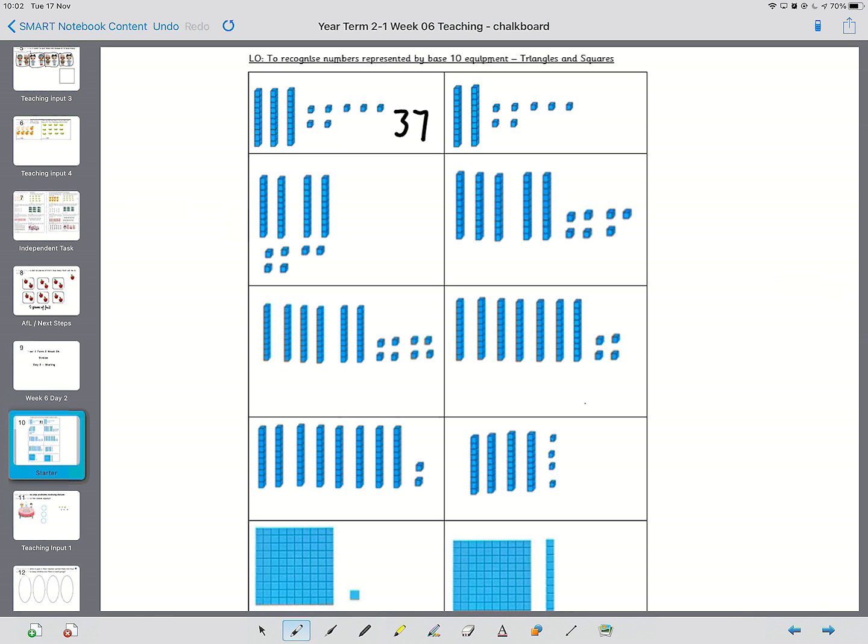You have a go at doing the rest. Don't worry about the bottom two if you're not sure. And once you've done that, we'll go through and discuss your answers.